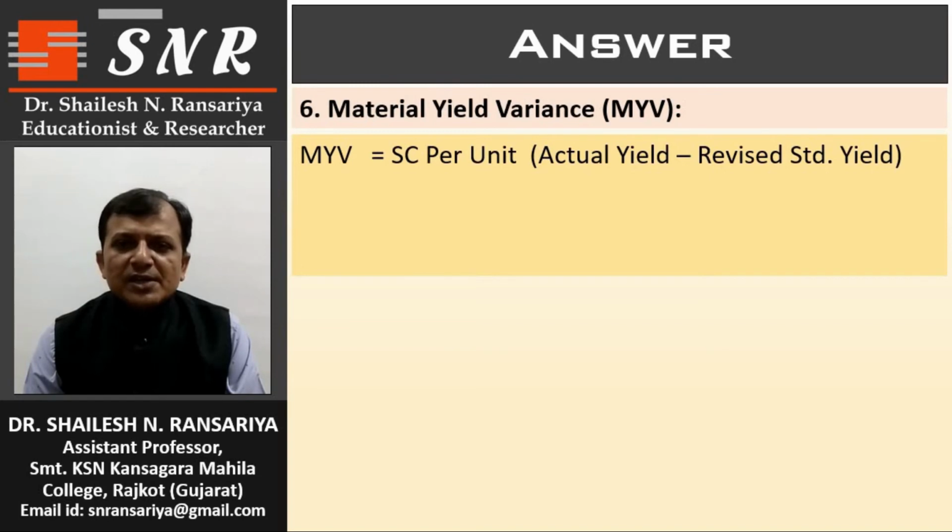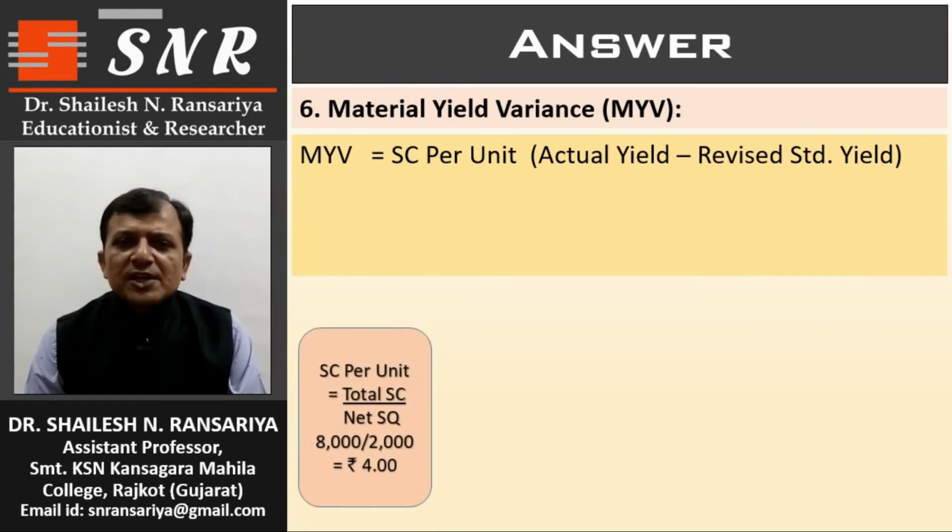Now the last variance, material yield variance. MYV is equal to standard cost per unit into bracket actual yield minus revised standard yield. So first we have to calculate SC per unit and revised standard yield. SC per unit is equal to total standard cost divided by net standard quantity. So total standard cost 8000 divided by net standard quantity after loss, it is 2000. So SC per unit is rupees 4.